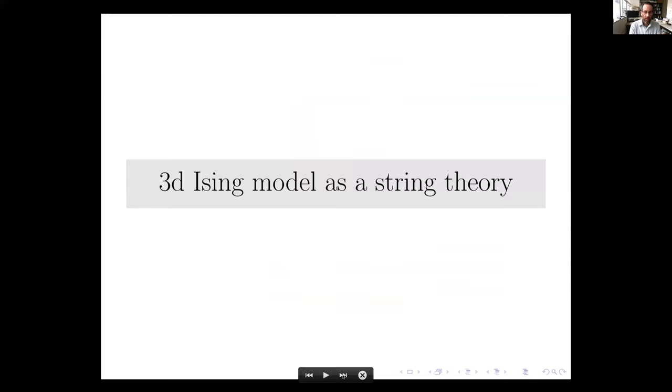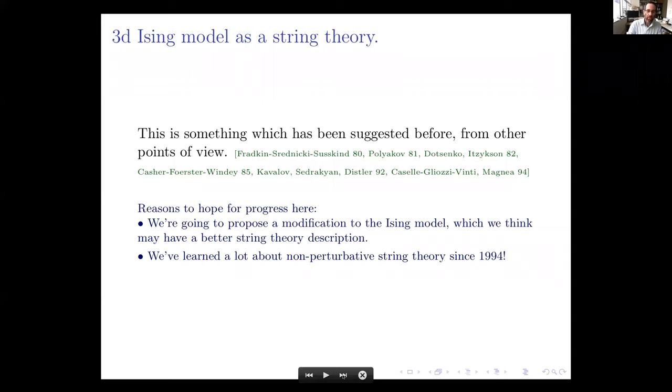Of course, this is not the first time such an idea has been suggested. Let me make some comments about earlier versions of this idea, from other points of view with other motivations. So the reason that we might hope to make some progress is, first of all, we're going to mess with the Ising model. We're not going to worry about having a string dual of exactly the 3D Ising model on the cubic lattice. So hopefully that's a tool that we can use.